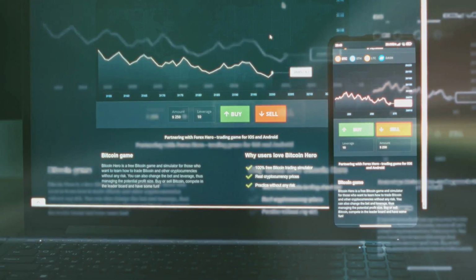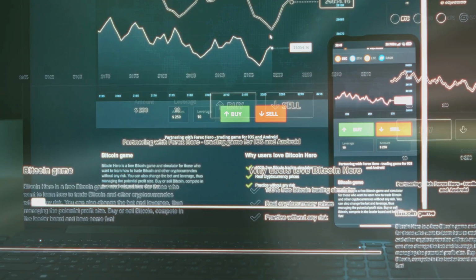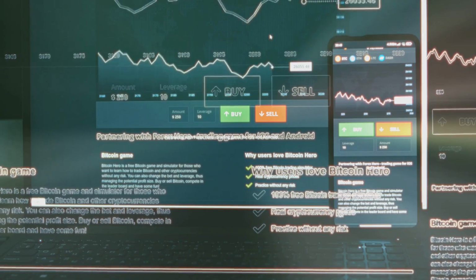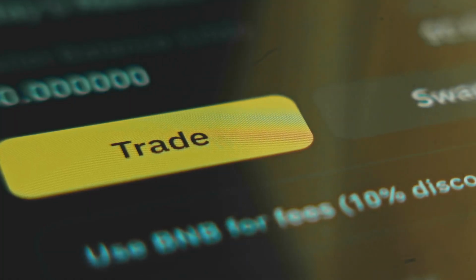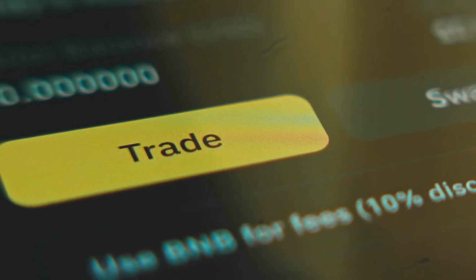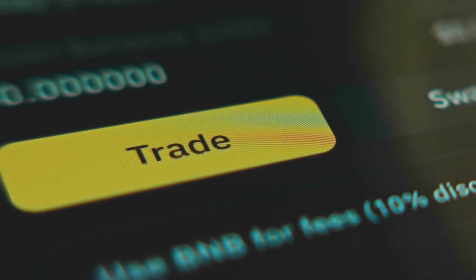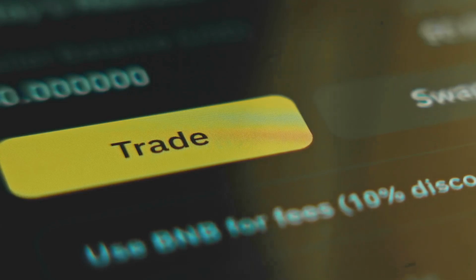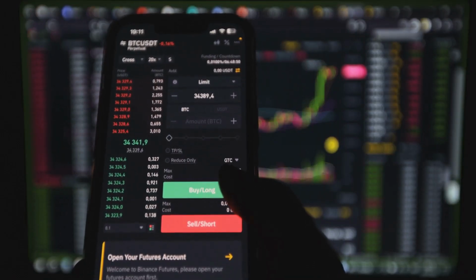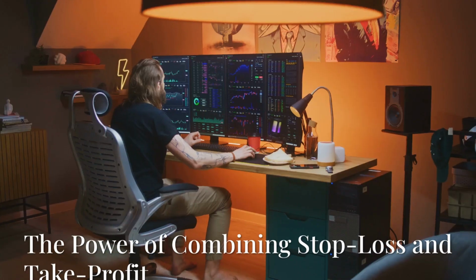Take-profit orders, on the other hand, are geared towards capitalizing on successful trades. They allow traders to secure profits at predetermined levels, ensuring they don't miss out on gains due to indecision or greed. By automating the profit-taking process, take-profit orders help traders stick to their trading plan and avoid making impulsive decisions based on emotions. Prioritizing one over the other depends on individual trading styles and risk tolerance.